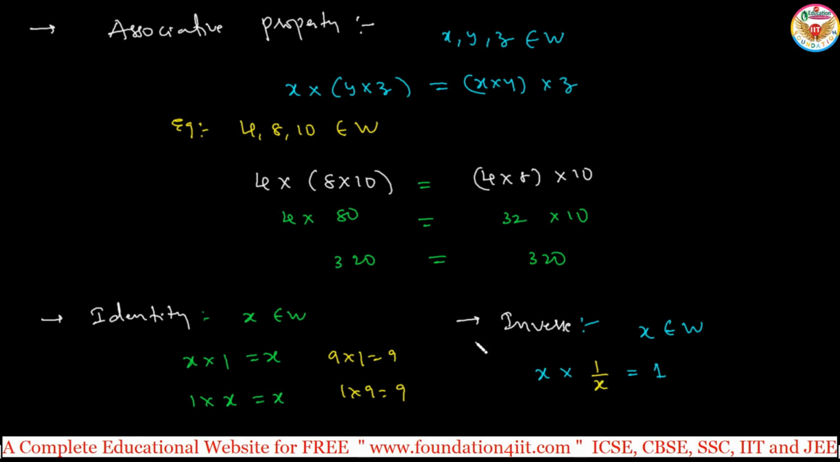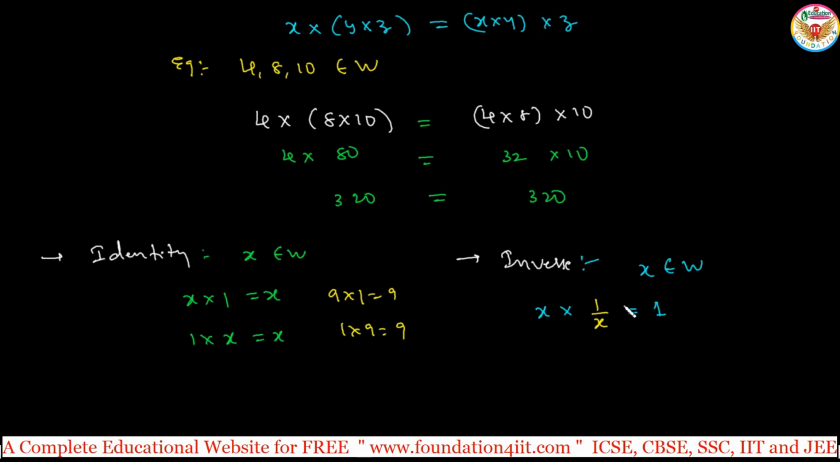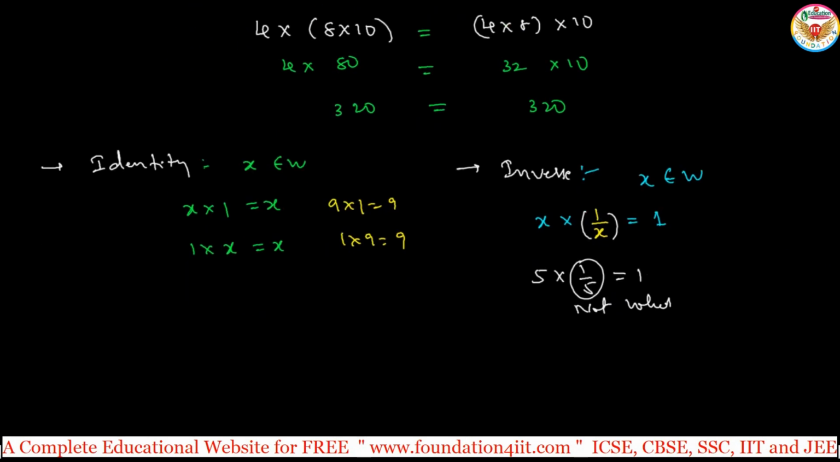So for any whole number, its multiplicative inverse does not exist, because the reciprocal value is not a whole number. To get the 1, we need to take this. Generally, 5 into dash is 1, so 1 by 5. But 1 by 5 is not a whole number. So therefore, the multiplicative inverse does not exist. Identity is 1, but the multiplicative inverse does not exist. Right? These are the basic properties.